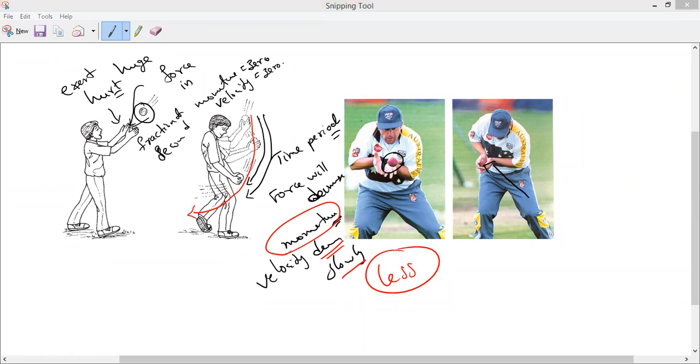Is it okay, guys? That is what. So the fielder will hurt his hands due to a large force when he does not lower his hands and tries to catch the ball directly.